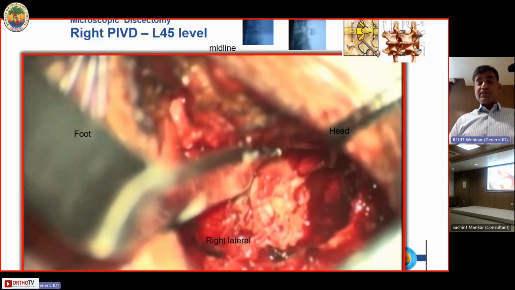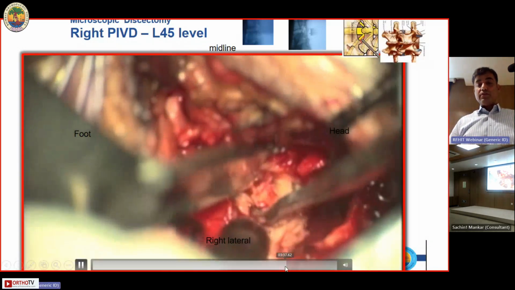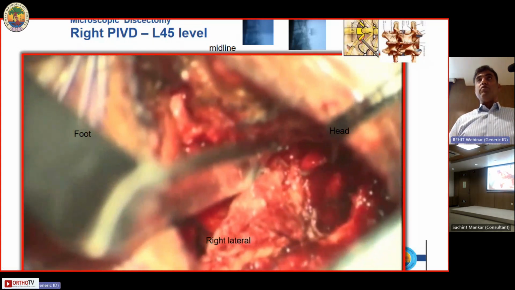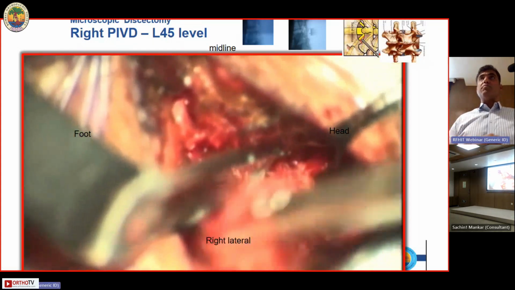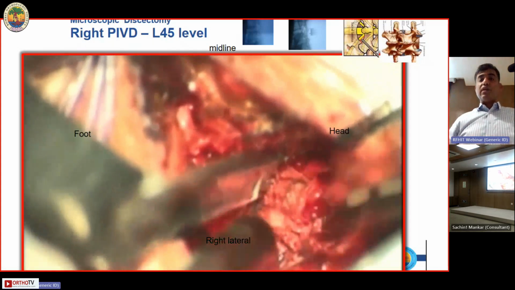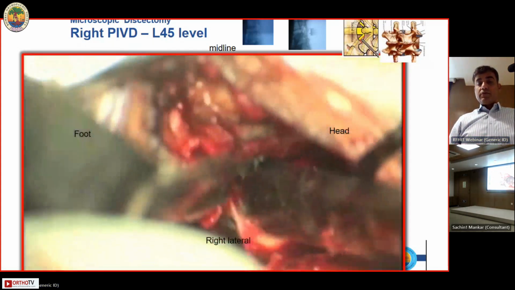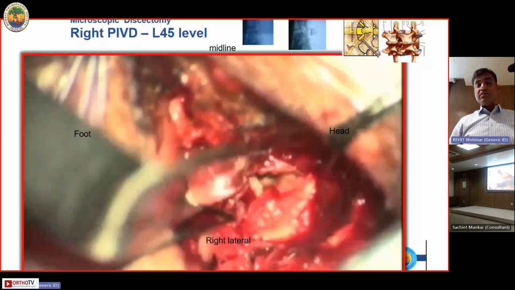A cruciate plus or cross incision on the annulus is good enough to bring the fragment out. Before you really pull it out, I would like to dissect it out with my nerve hook so that all the fragments are out and there is no residual fragment that is left out there. So that ends your discectomy surgery.